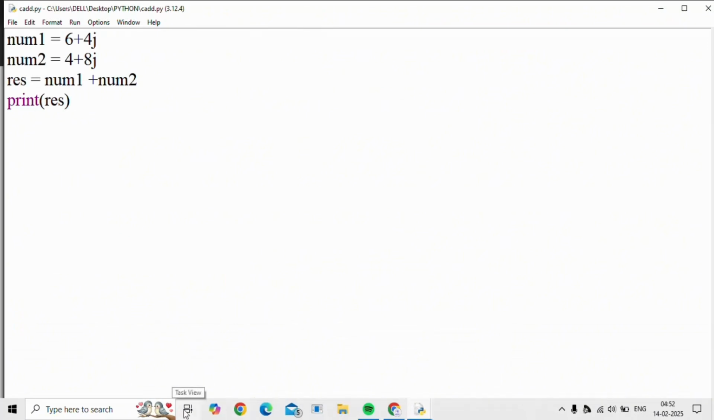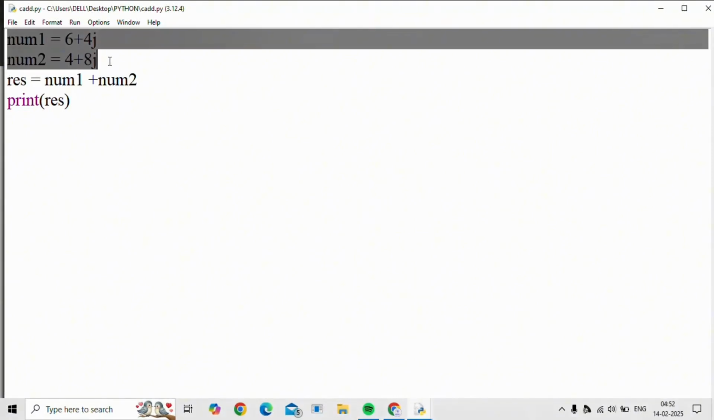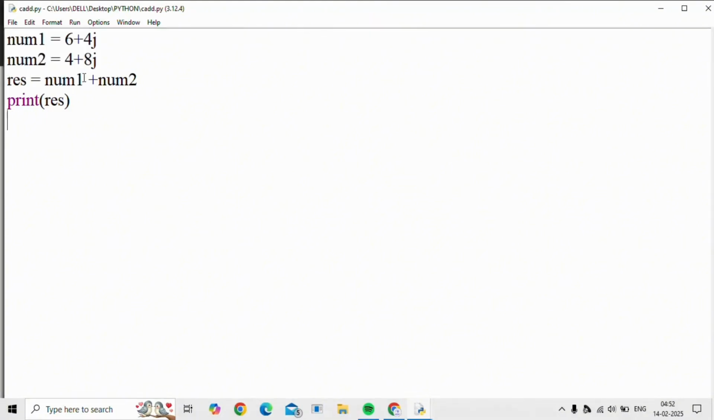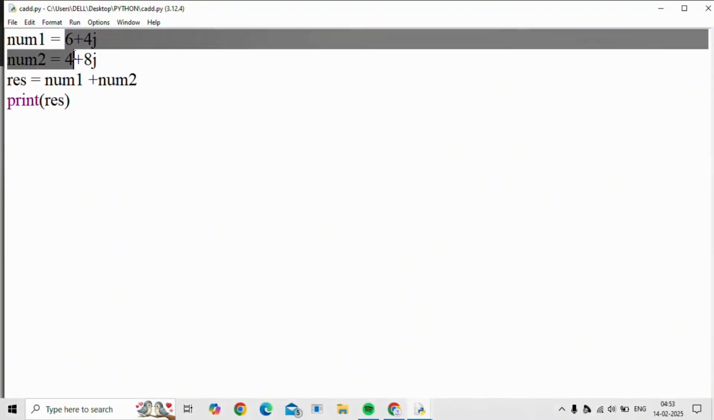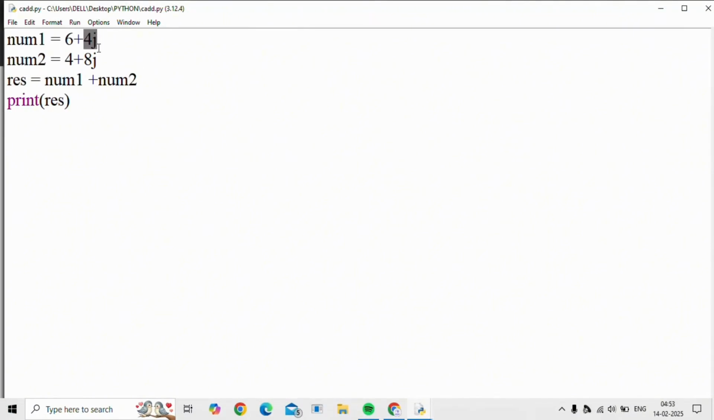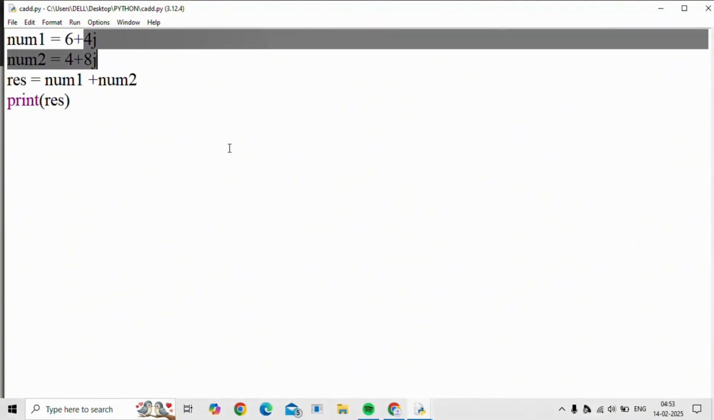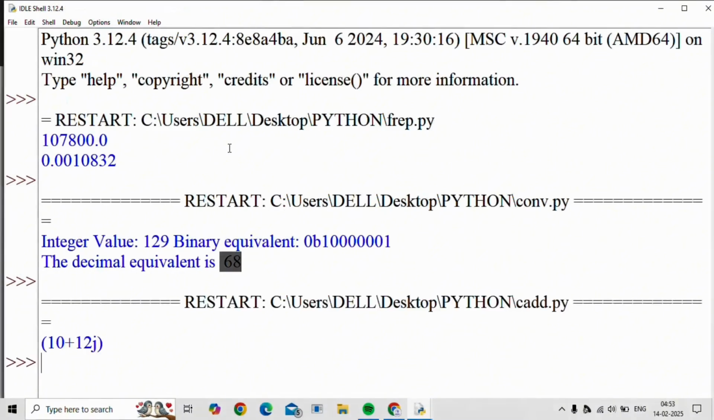In the next program, we are using the complex numbers. We declare two numbers, number 1 and number 2. Both variables contain complex numbers: real part and imaginary part separated by the plus operator. When we perform the addition operation, the real parts will be added together, 6 and 4, it will be 10, and the imaginary parts will be added together. 10 plus 12j will be the output.